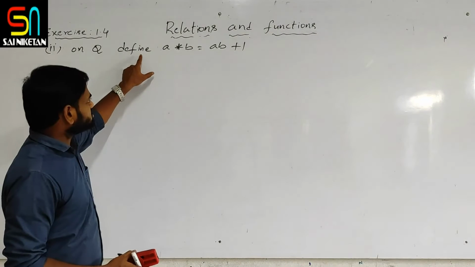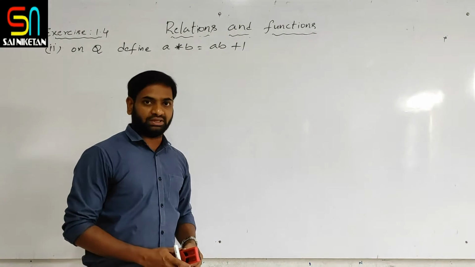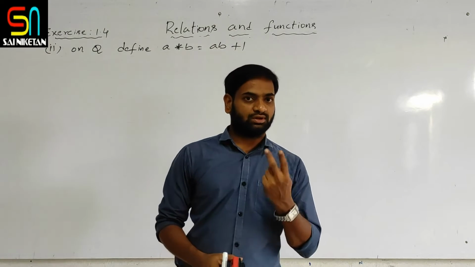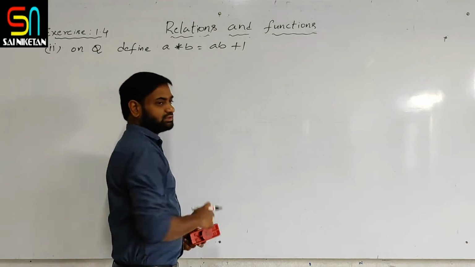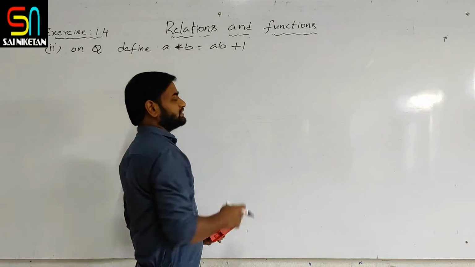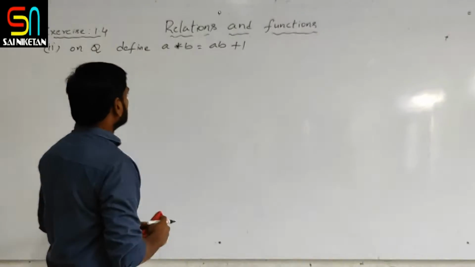Coming to the next problem is A star B equal to A into B plus 1. That means here how many operations are there? Two operations are there. That is A into B, this is the multiplication, and here it is the addition. There are two operations.